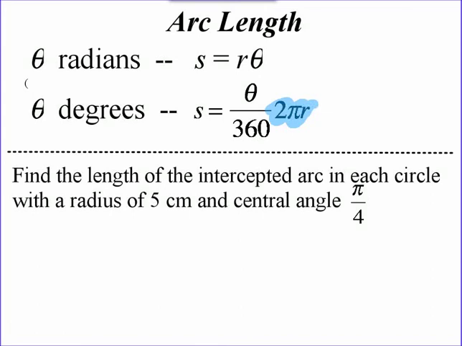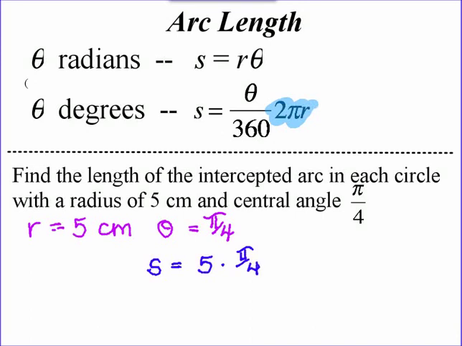It's nothing new. The very first problem says: find the length of the intercepted arc in each circle with a radius of 5 centimeters and a central angle of pi over 4. If I were you, writing this down, I would put r equals 5 centimeters and theta equals pi over 4. That's it. We've cut that whole problem down. The formula we're going to use is s equals r times theta, so s equals 5 times pi over 4, which is 5 pi over 4.